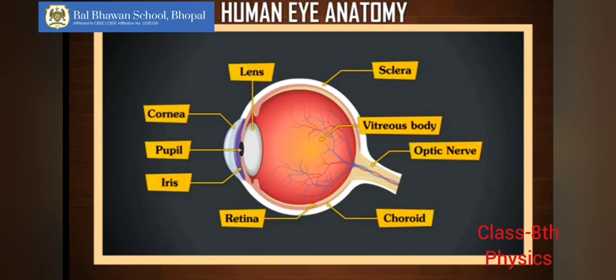Later on, we will learn about how the images are formed in the eye and what are the two defects of the eye. So I hope you've understood what I was explaining in today's class.